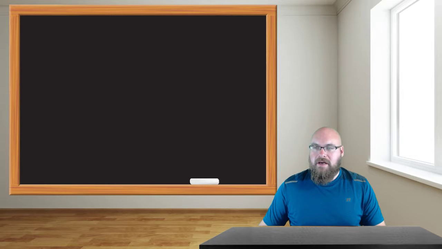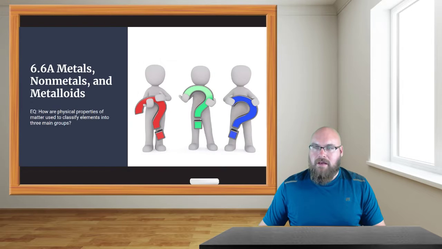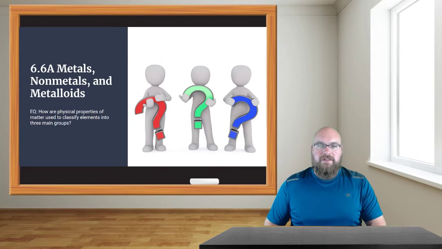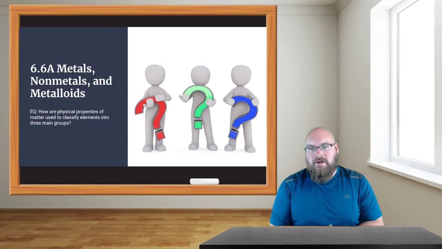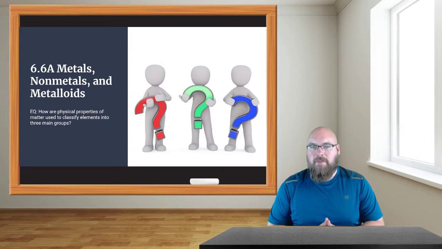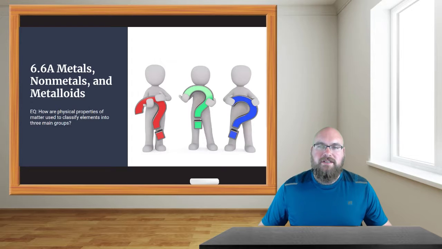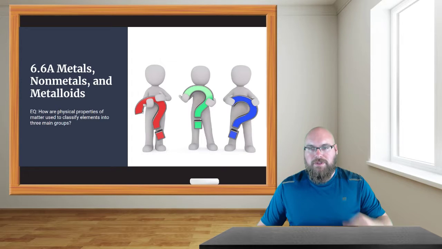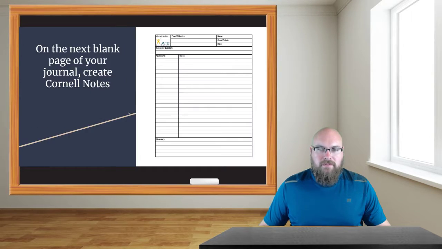Today we're going to be talking about metals, nonmetals, and metalloids, TEK 6.6a. And our essential question for this is going to be how are physical properties of matter used to classify elements into their three main groups. So let's get started then real quick.